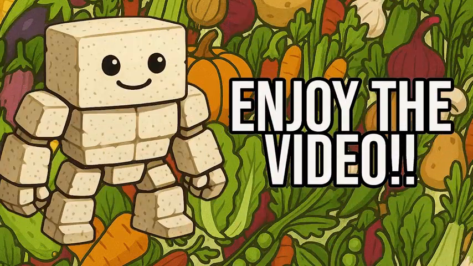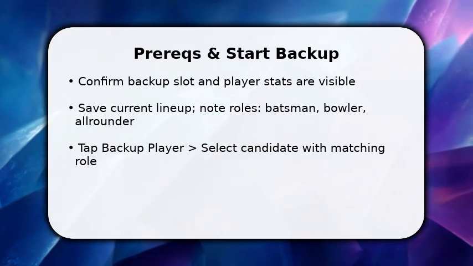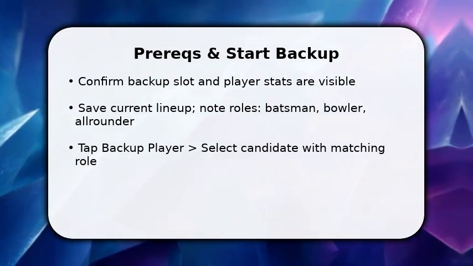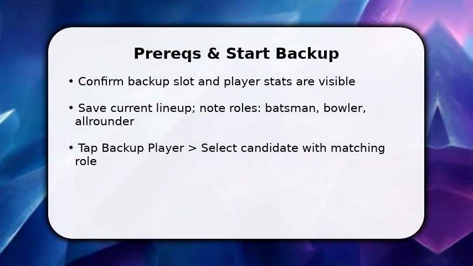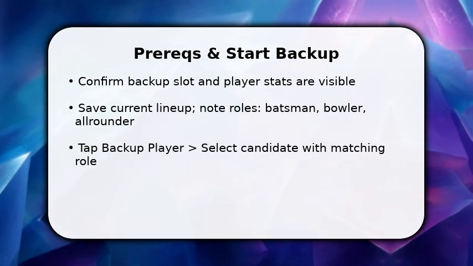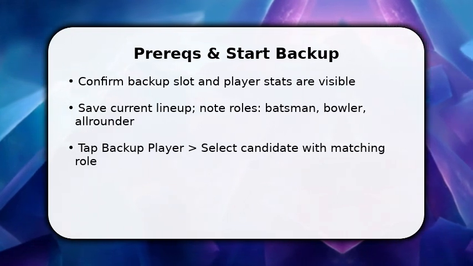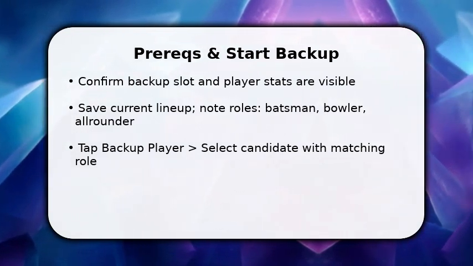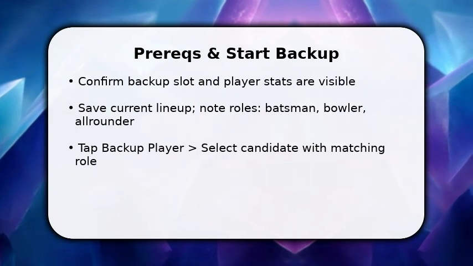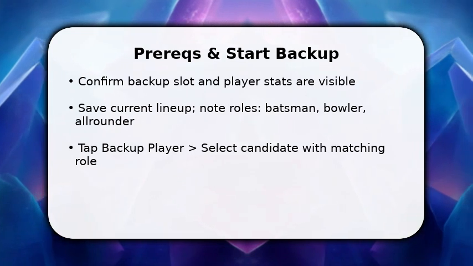Please enjoy the video. You begin by ensuring the backup slot and player stats are visible. This saves time. Once done, save the current lineup and note each role so you don't misassign someone under pressure. Now tap Backup Player and open the selection list. Pick a candidate whose role and recent form match the outgoing player. Do this first because it prevents lineup gaps and it preserves team balance when substitutions occur during gameplay.